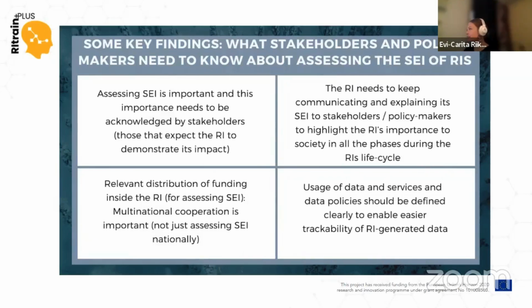But also the RI itself needs to keep communicating and explaining its impact to stakeholders and policymakers so that it's able to highlight the RI's importance to society in all the phases during the RI's life cycle. Because this narrative is something that they felt was important. It's not just that now we started and here's after 20 years, here's the impact, but the dialogue needs to be there the whole time. And they also said that the usage of data and the services and the data policies should be defined clearly so that it's easier to enable trackability of the RI generated data.